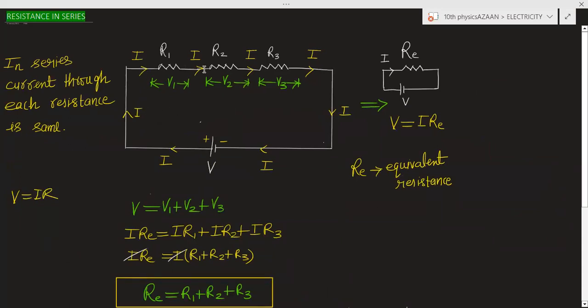So you have to remember, what you have to remember? Current through each resistance will be same in series combination, and potential difference is divided across each resistance like this. You can write V is equal to V1 plus V2 plus V3. Okay, write down fast.